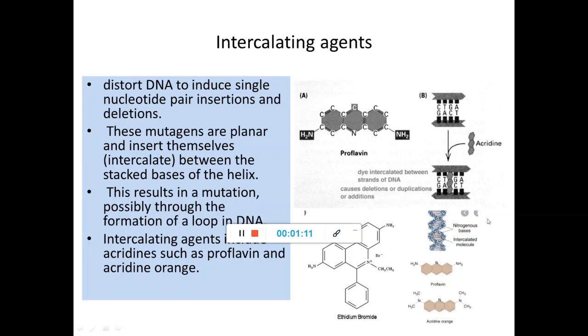to UV light. But we should remember that ethidium bromide is a carcinogen and it also causes mutations within us. So you have to handle it with much care, and you should take precautions when you are visualizing a gel after staining with ethidium bromide.